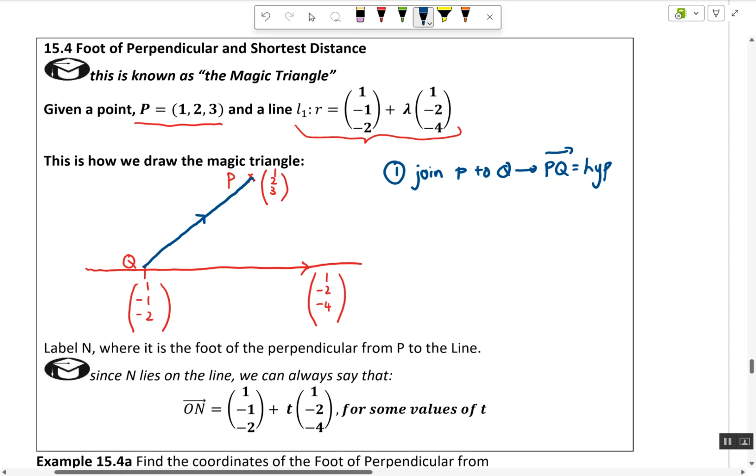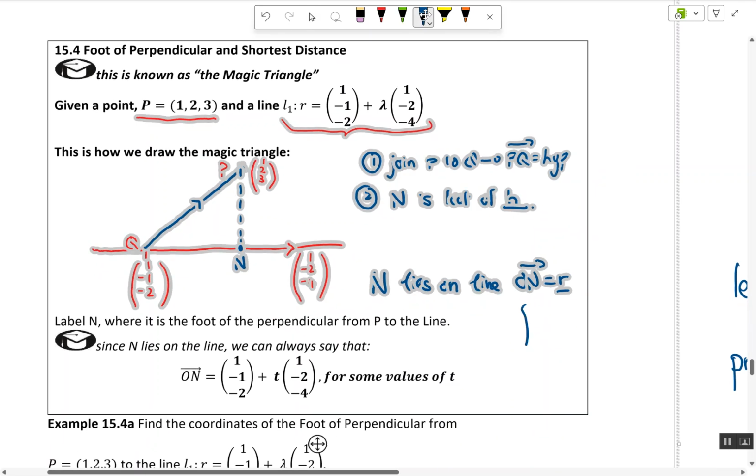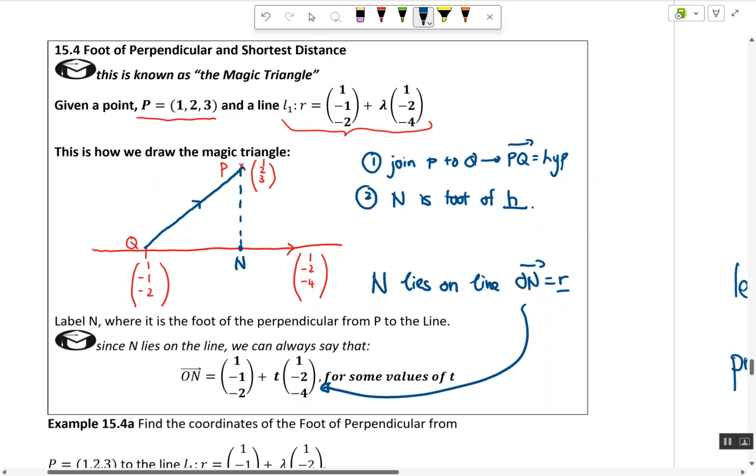Now I draw a dotted line down and label this as N. N is the foot of the perpendicular. So now our job is to find N. And the most crucial part is that because N lies on the line, you must remember N lies on the line, which means that ON is the same as r, because r is any point XYZ that lies on the line. So since N lies on this line, we can say that N can take the form of this equation.